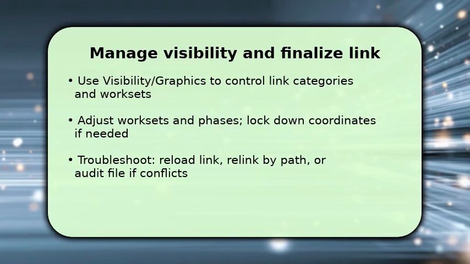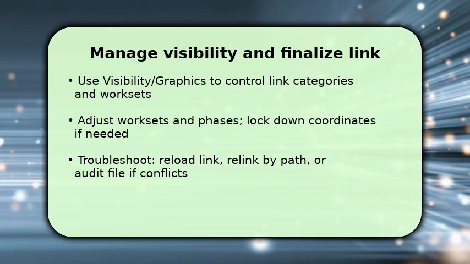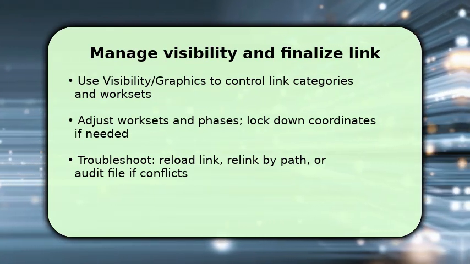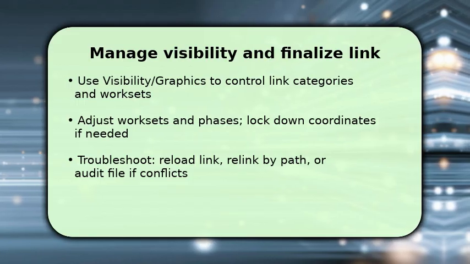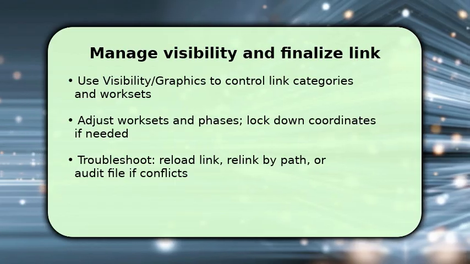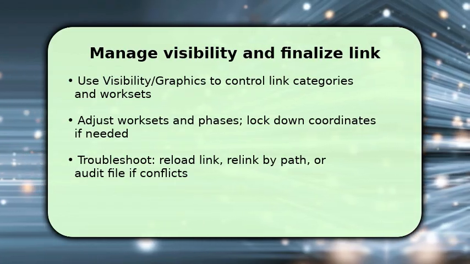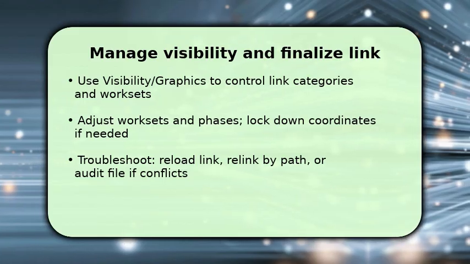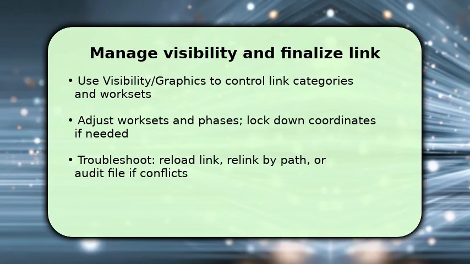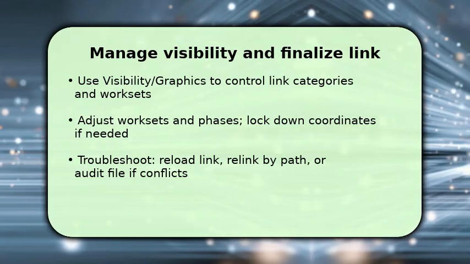You finalize by adjusting link visibility and worksets so the linked model behaves predictably in views. Open Visibility/Graphics and enable or disable categories as required. If the link should not move, set shared coordinates and, where appropriate, clamp location with worksets or pin elements to prevent accidental edits. If something goes wrong, first reload the link, then relink from the correct network path.